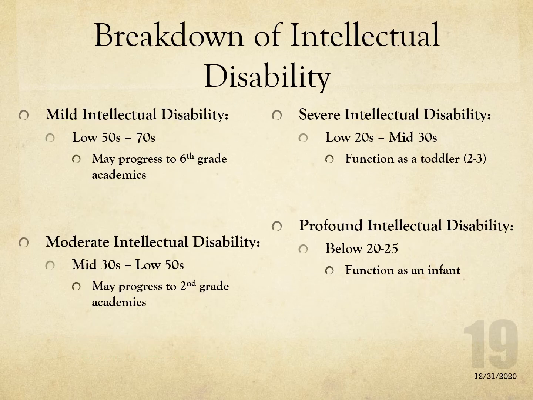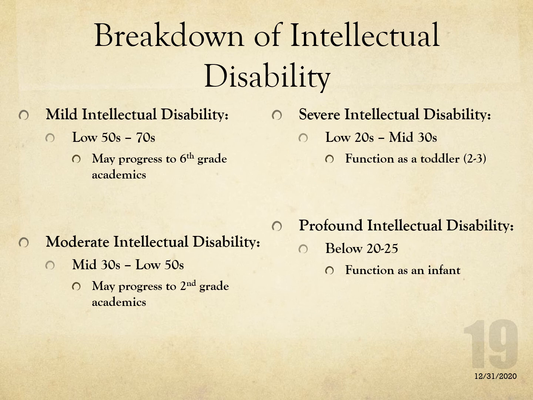So here is the breakdown of the intellectual disability. You have four categories. First, mild intellectual disability, where your IQ is in the low 50s to 70s. This is someone that may progress to about the sixth grade of academics, and this is most of the people with an intellectual disability. Obviously they're not going to have a high-functioning job. But if you think about a sixth grader, a lot of times sixth graders could take care of themselves for a little bit, maybe took care of younger siblings. So you could survive, but your jobs are probably going to be more labor-type jobs.